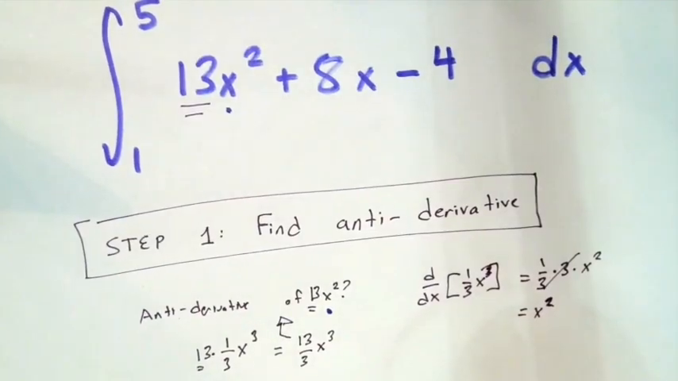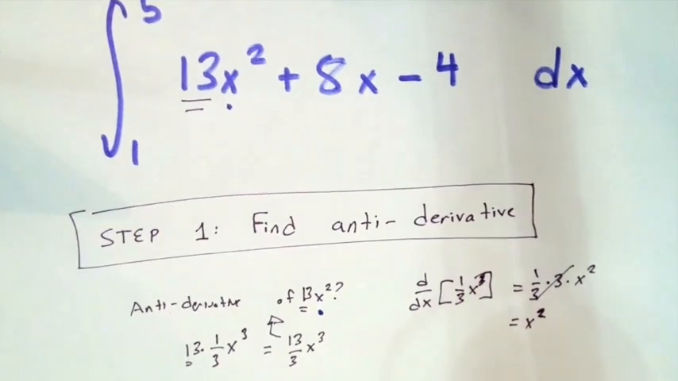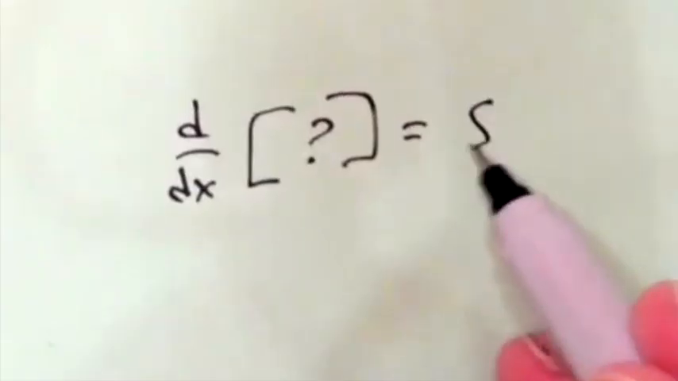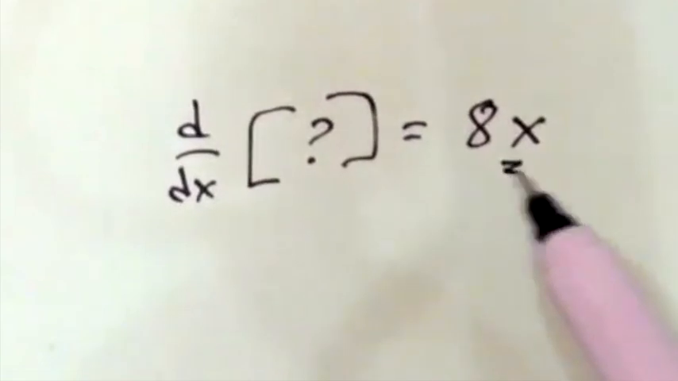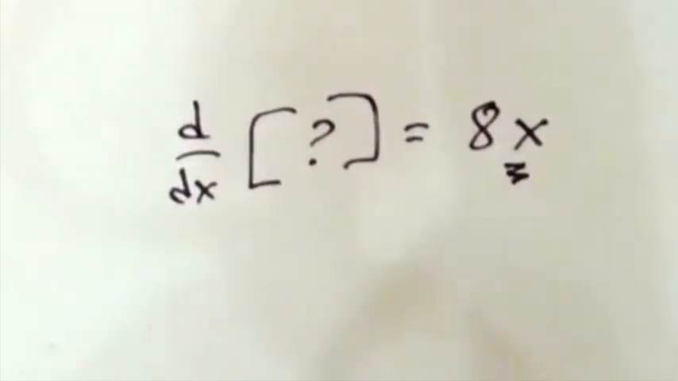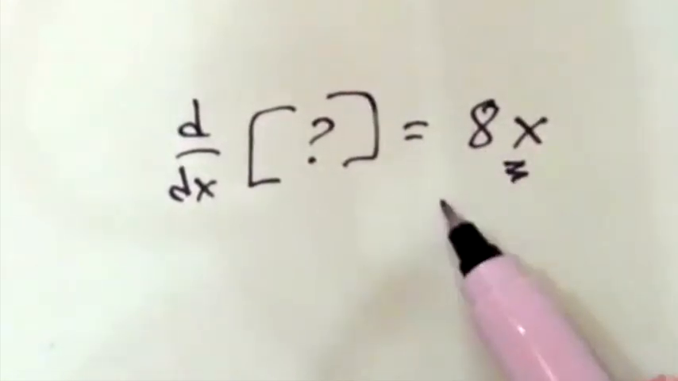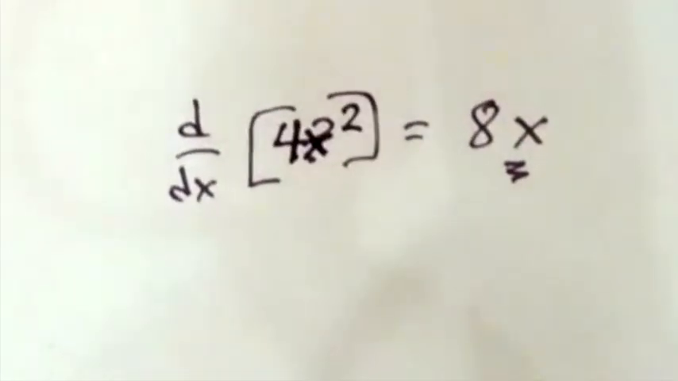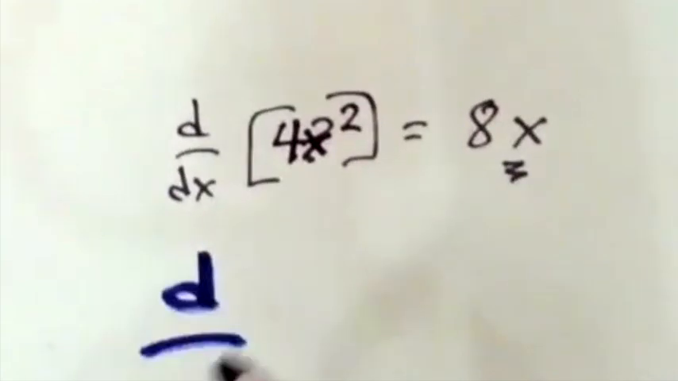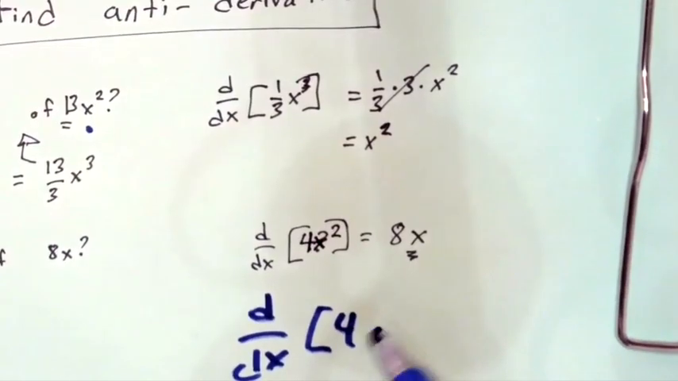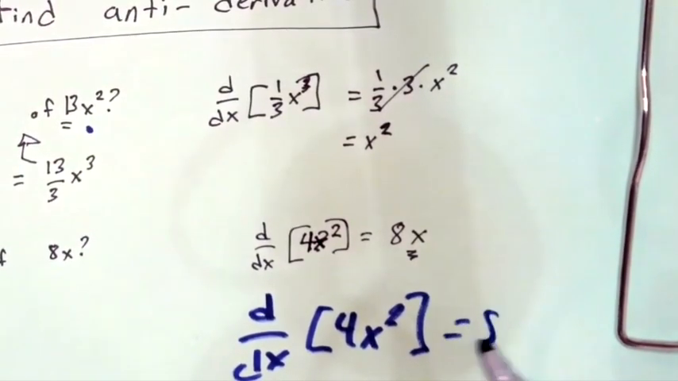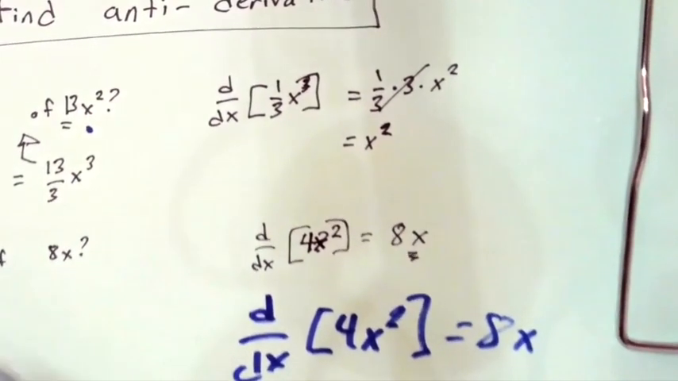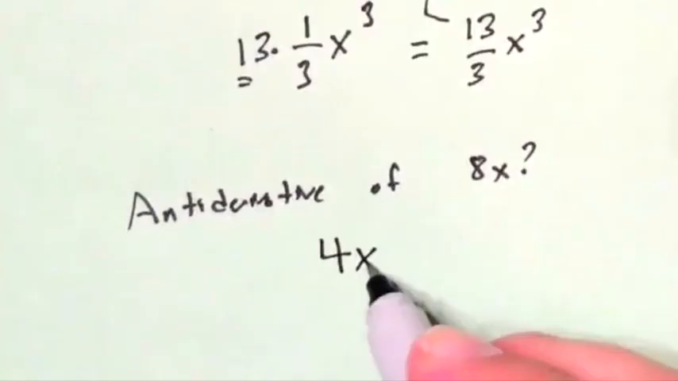We also need to find the antiderivative of 8x. If we think about what would give us the derivative 8x, well, if we see an x, we must have started out with a quadratic. And when that 2 came down, it multiplied by something to give us 8. So if we put in a 4x squared here, it's true that the derivative of 4x squared is equal to 8x. And so an antiderivative of 8x is 4x squared.